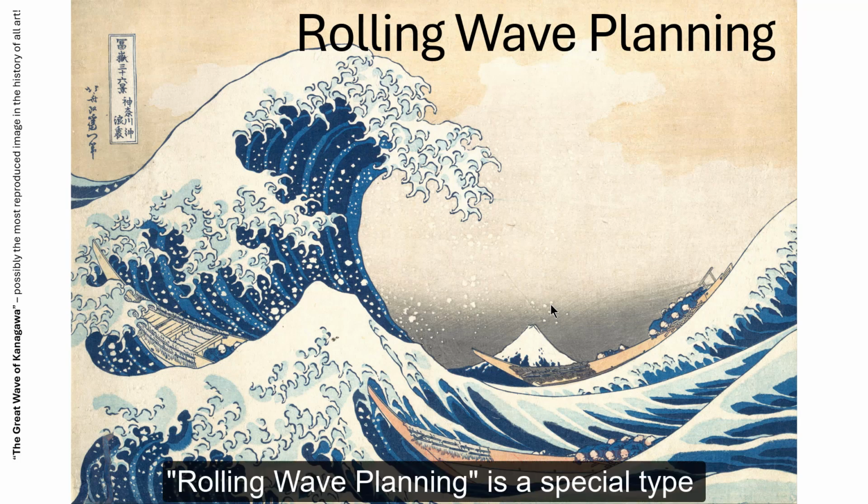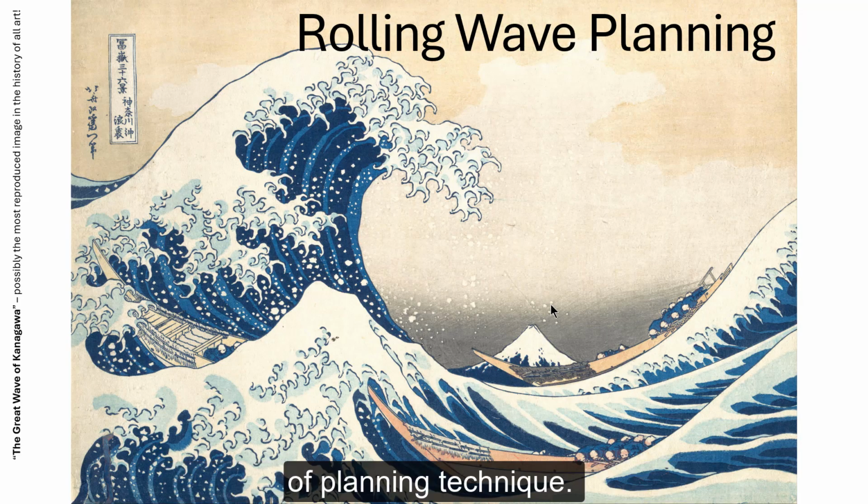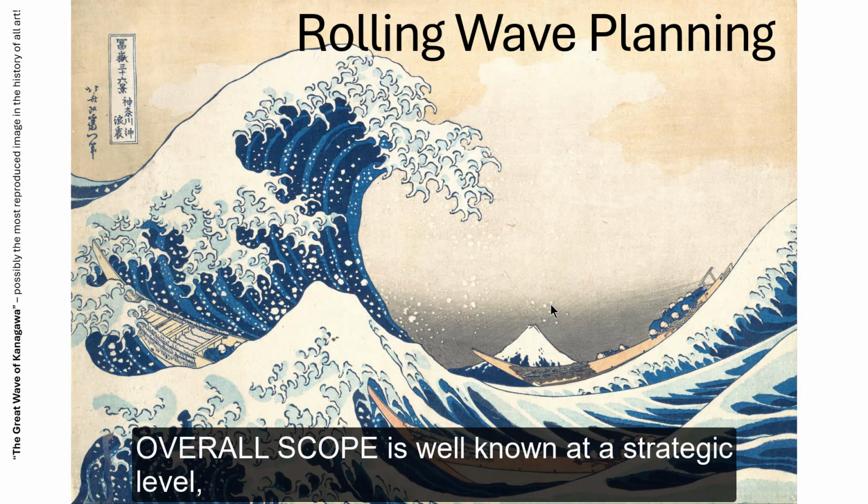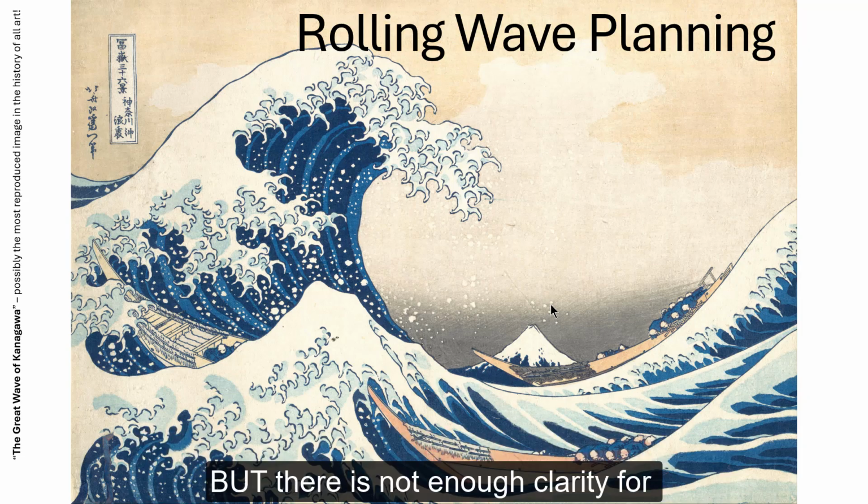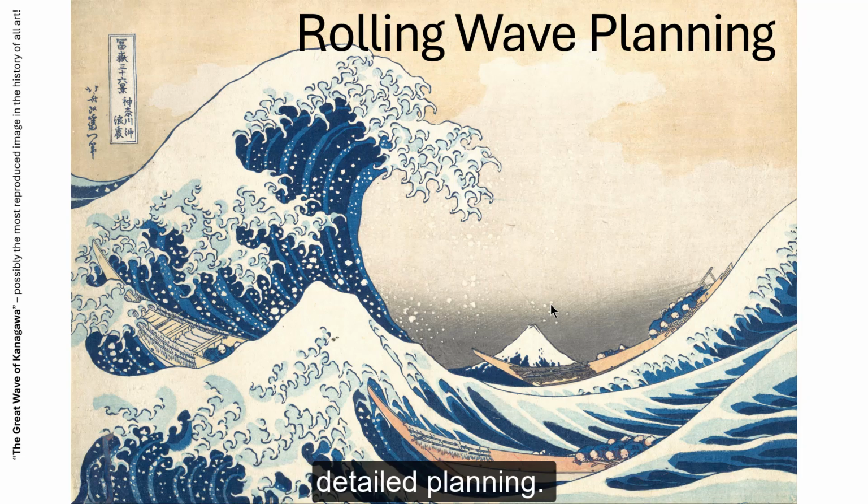Rolling wave planning is a special type of planning technique. It is used in projects where the overall scope is well known at a strategic level, but there is not enough clarity for detailed planning.